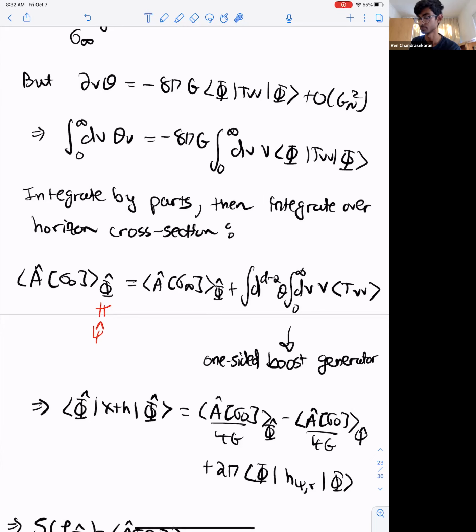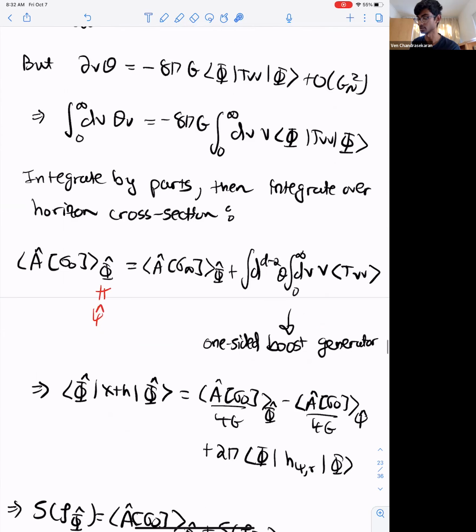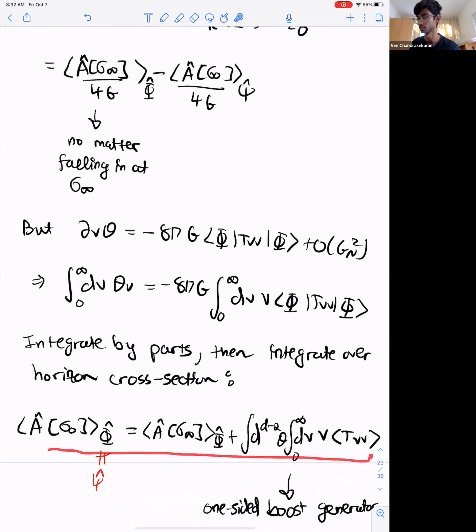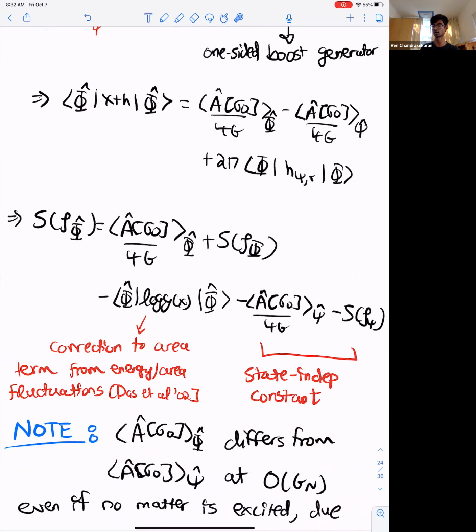The area in the state phi hat is equal to the area at infinity in the state phi hat plus the one-sided boost. So what that means is I can rewrite expectation value of x plus h psi as the area of the excited state at the bifurcation surface minus the area of the thermal field double state at the bifurcation surface plus the boost energy. So all I've done here is plug this formula into this expression here. I've solved for the area at infinity in phi hat in terms of the area at the bifurcation surface in phi hat and the boost energy.